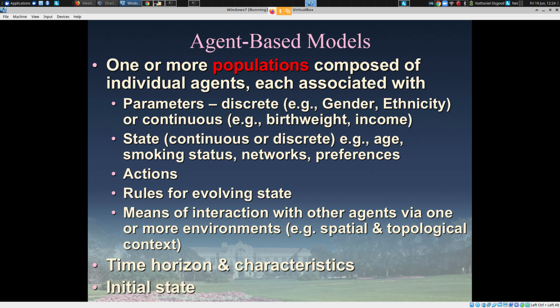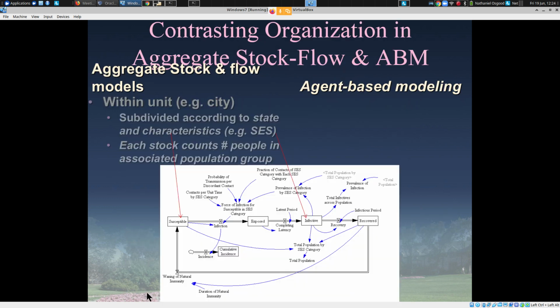In addition, we characterize their state, and then we characterize actions which can occur and rules that trigger those actions in a way for interacting with other agents. We have to specify the time horizon and the initial state. This shares tremendous amounts with system dynamics modeling, in the sense we have a time horizon, we have a model depiction which characterizes the state of the system, we articulate how that state changes given the current state. Those things carry over as well. We have to specify for both an initial state. But the details are rather different.